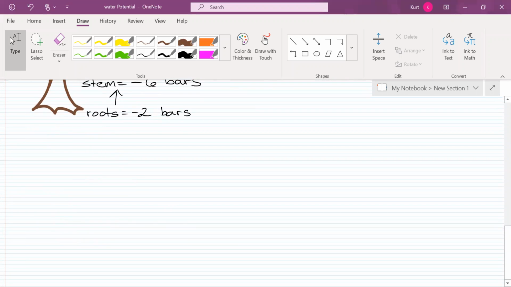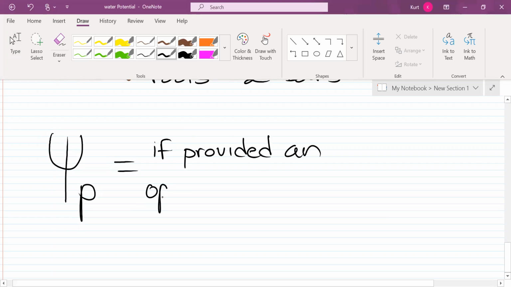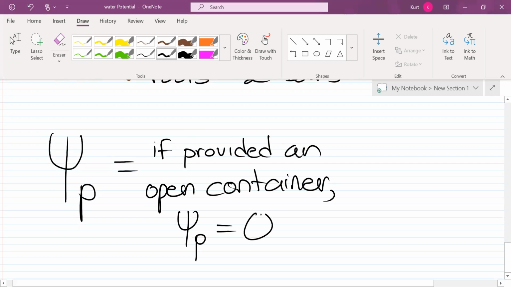Okay. Now, talk about pressure potential here. Guys, more often than not, you're going to be given the pressure potential, but keep this in mind. If provided an open container, pressure potential equals 0. You might be given a cell or some sort of container. You'll be given that value in the word problem. Or you might have to solve for P.